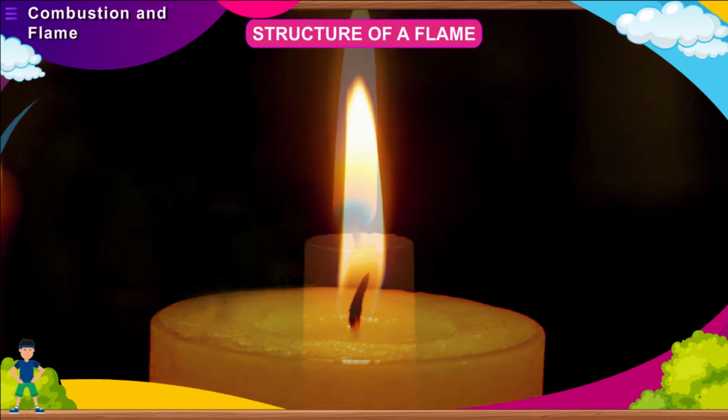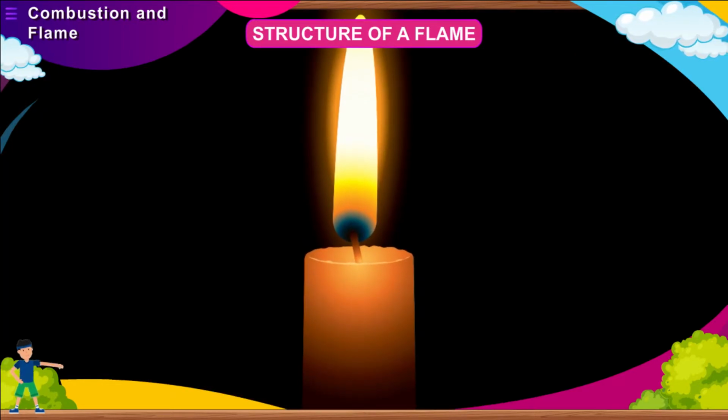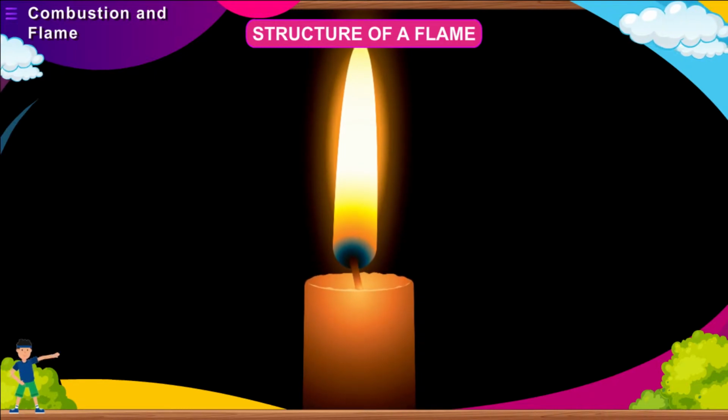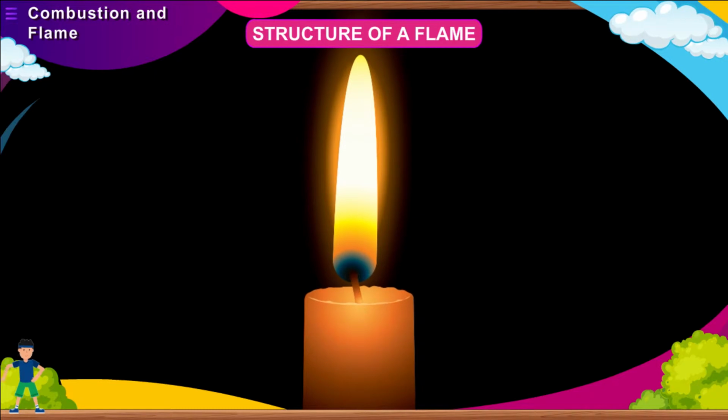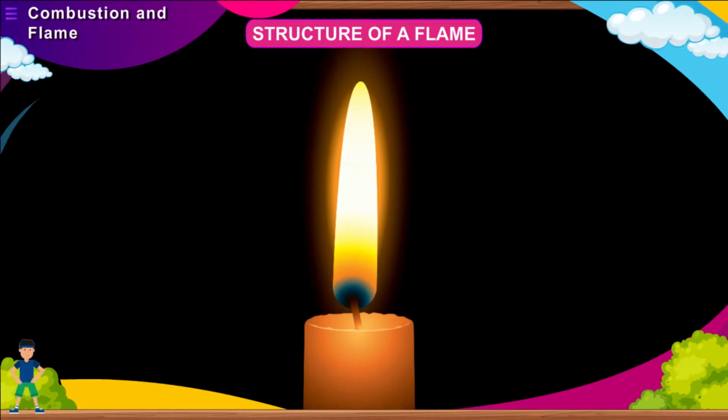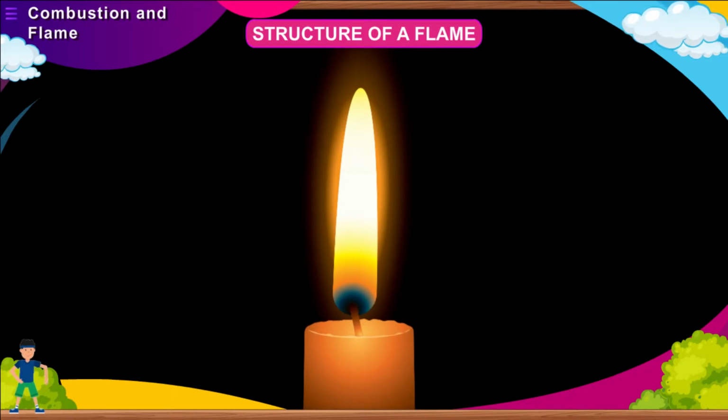Structure of a flame. If you observe a burning candle, you will observe that the flame is not the same throughout. It has various zones. The color of the flame is blue at the base, close to the wick. There is a zone around the wick, which is called the dark zone. There is a luminous zone around the dark zone. It is yellow in color. Then, there is another zone that is non-luminous. This zone is hardly visible. Now, we shall discuss these zones in detail.